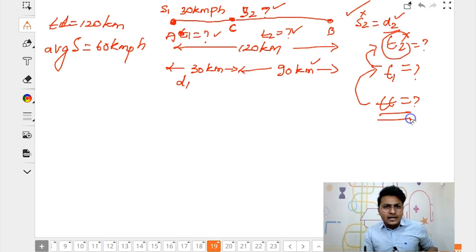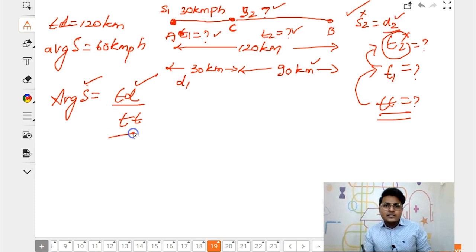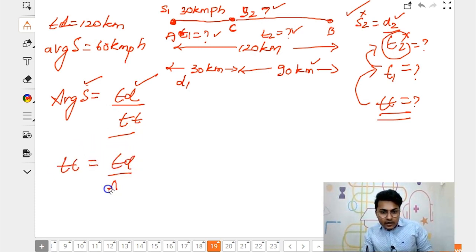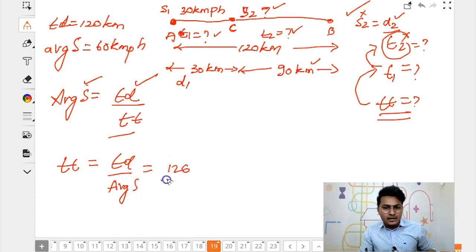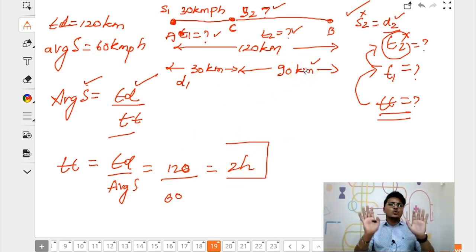To find out the total time, it's very easy for me. I will take, because I know what is the average speed. Average speed is equal to total distance by total time taken. ये है हमारे पास, ये भी है हमारे पास, total time मिल जाएगा. So total time will be equal to total distance by average speed. As simple as that. Total distance is given, no, 120. Sir, average speed is given to us, sir, 60. Awesome. So 120 by 60 is 2 hours. Total time is 2 hours. So total time taken by the train to travel from point A to point B is 2 hours.